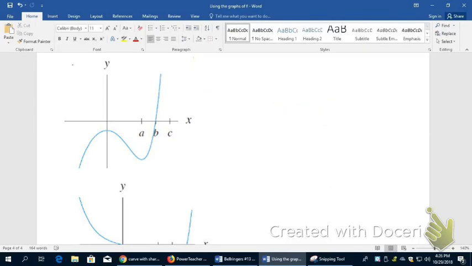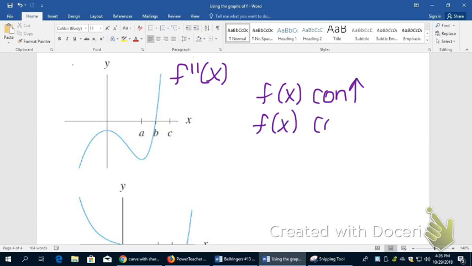We're going to let this graph be f double prime of x. And what I can tell about f of x from f double prime of x is where f of x is concave up, where f of x is concave down, and where f of x has any points of inflection. Notice that this graph is below the x-axis until I get to b.